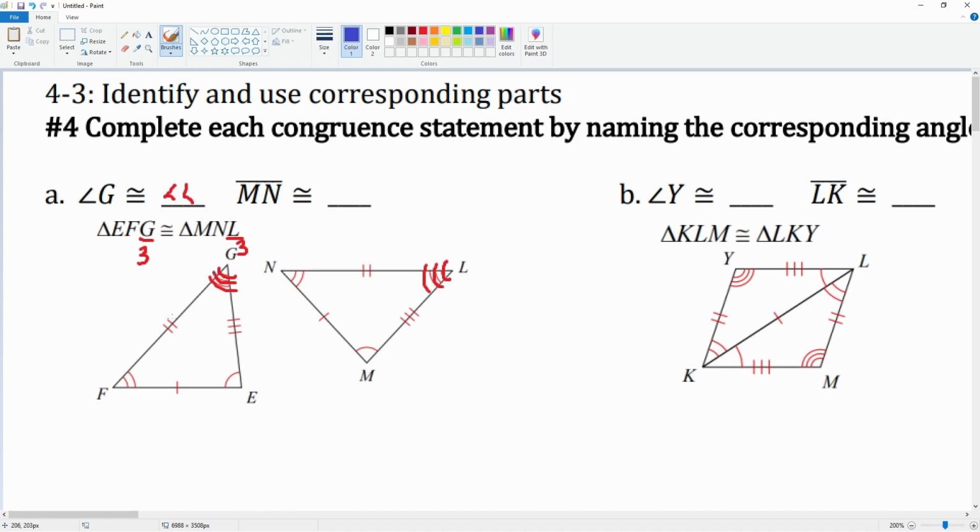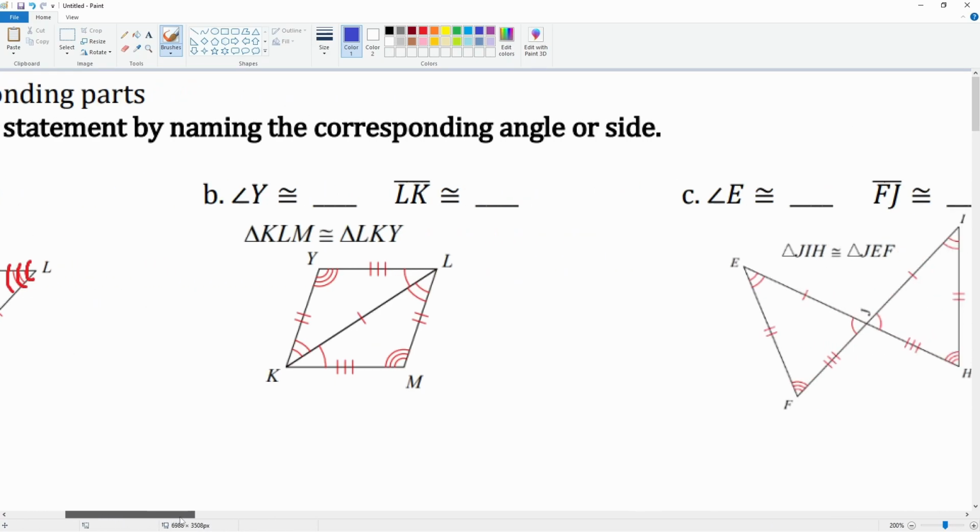Let's take a look. MN. MN is right here. Do you see how it passes the 1 mark line? That means it also has to pass through this 1 mark line of line FE. Don't believe me? Just take a look. Do you see how MN here is the first 2? EF or FE is also the first 2 here. So there you go. Angle F is congruent to angle L. Line MN is congruent to line FE.